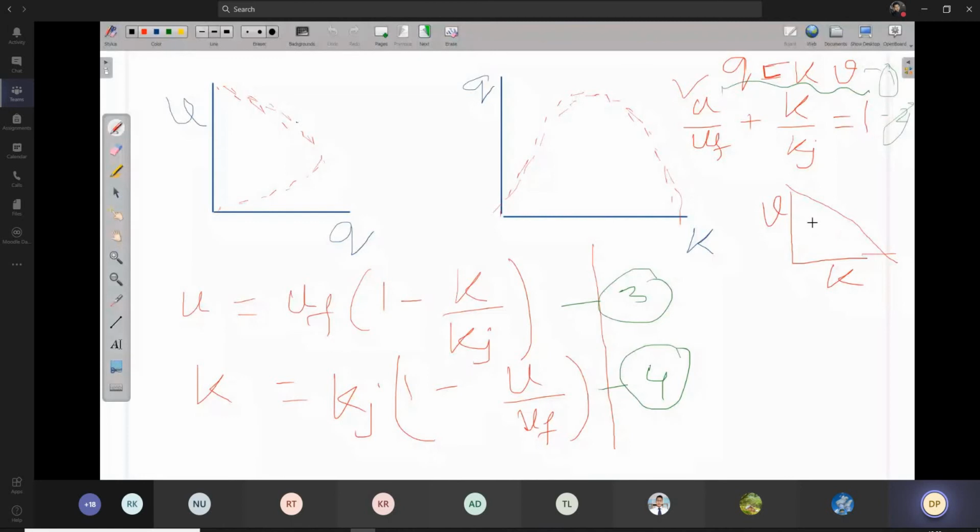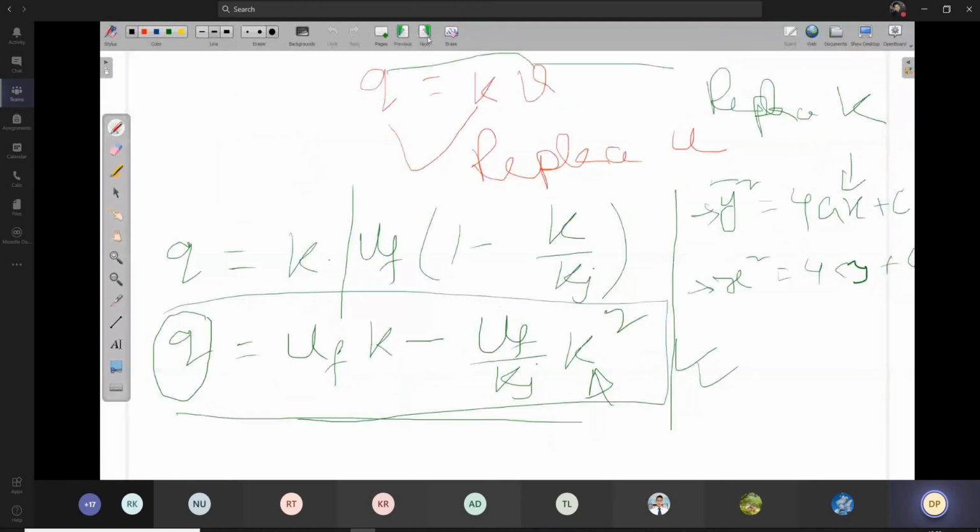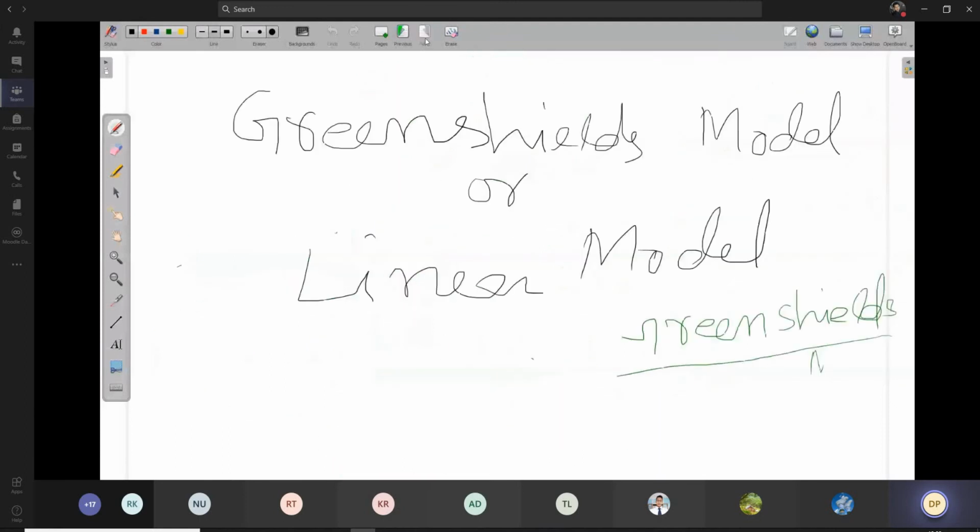But later on, some other people collected data and did some more analysis, and they found that these relationships are not exactly linear. Anyway, we'll go to the next models. Before that, let us discuss some other parameters from this Greenshield model.